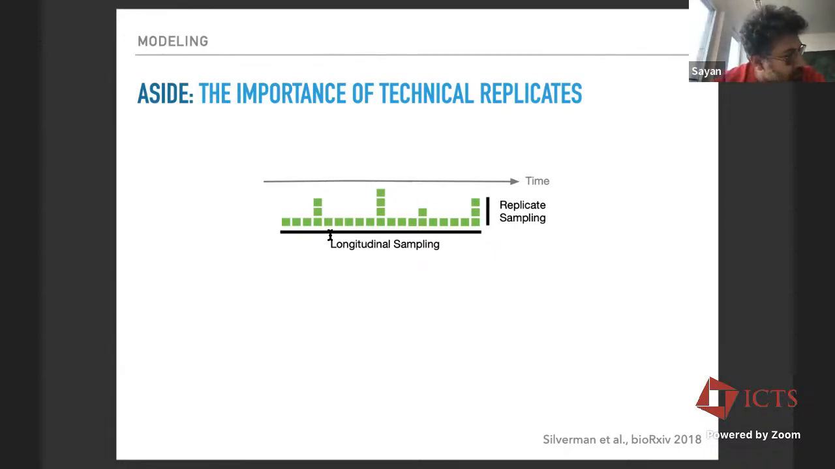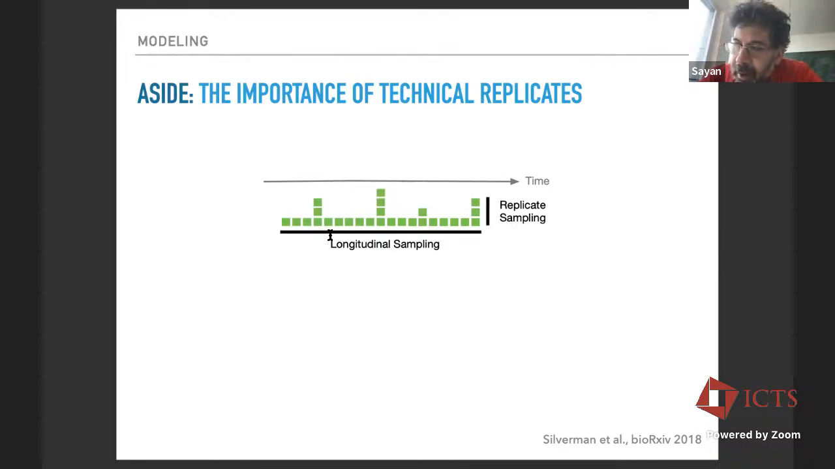And if you want to do that, you can't just set up a straight up time series design. What you need to do is have multiple, multiple glasses, I guess is the right word.